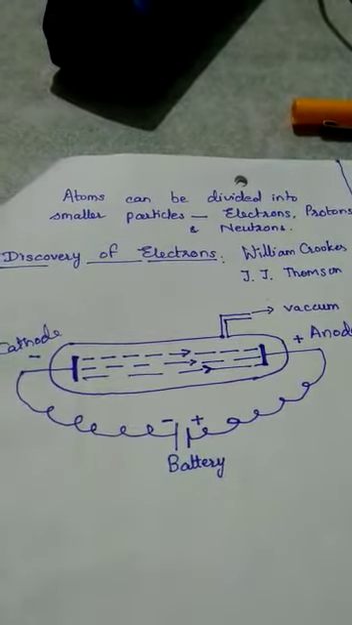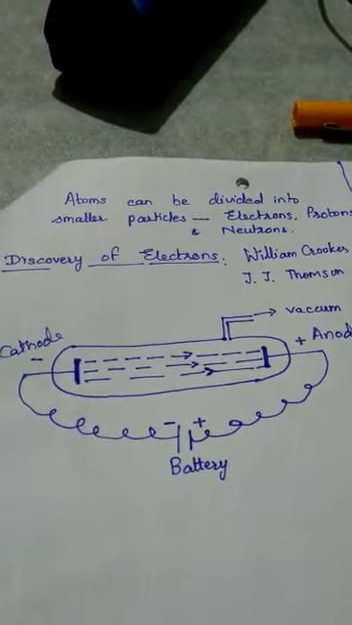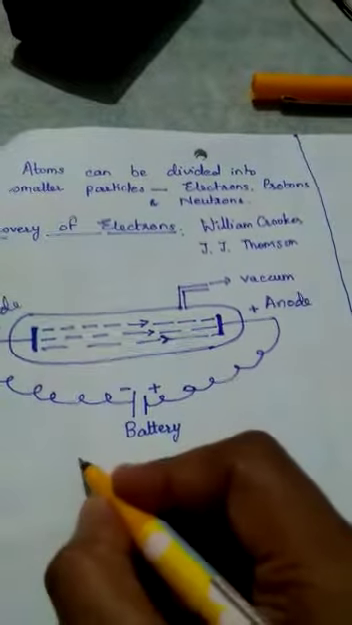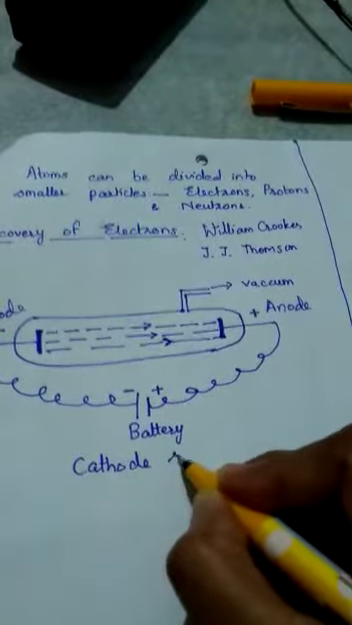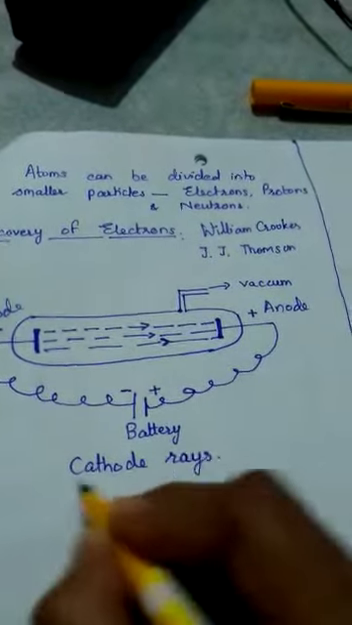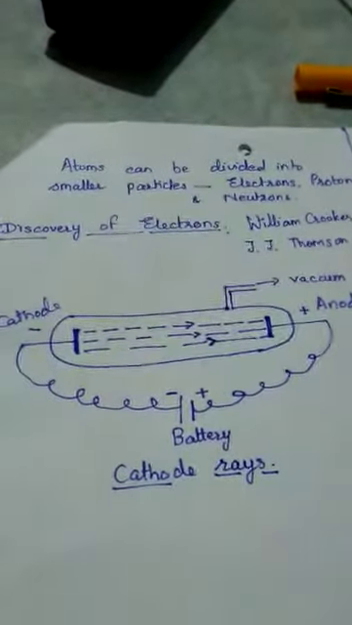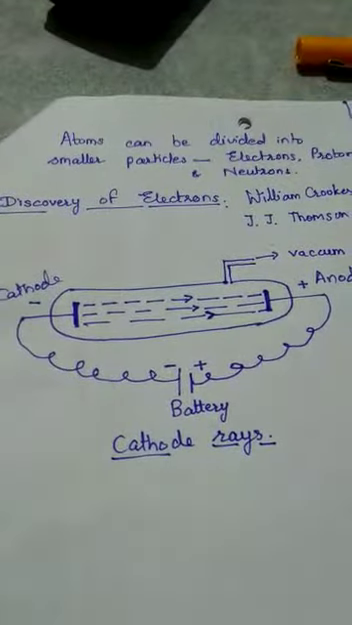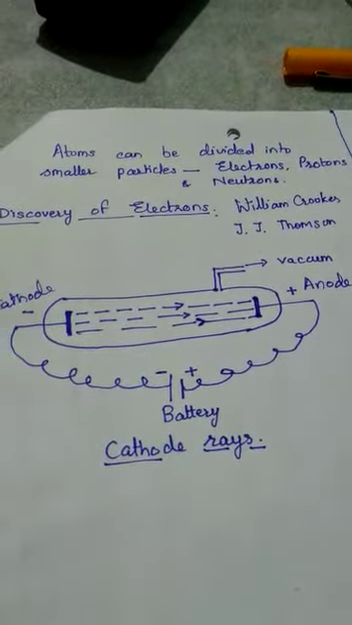Because these rays are emitted from the cathode and they go towards the anode, they were called cathode rays. What are they called? Cathode rays. Now what was observed is that these cathode rays are always produced, even when we change the nature of the gas which is present in the discharge tube.